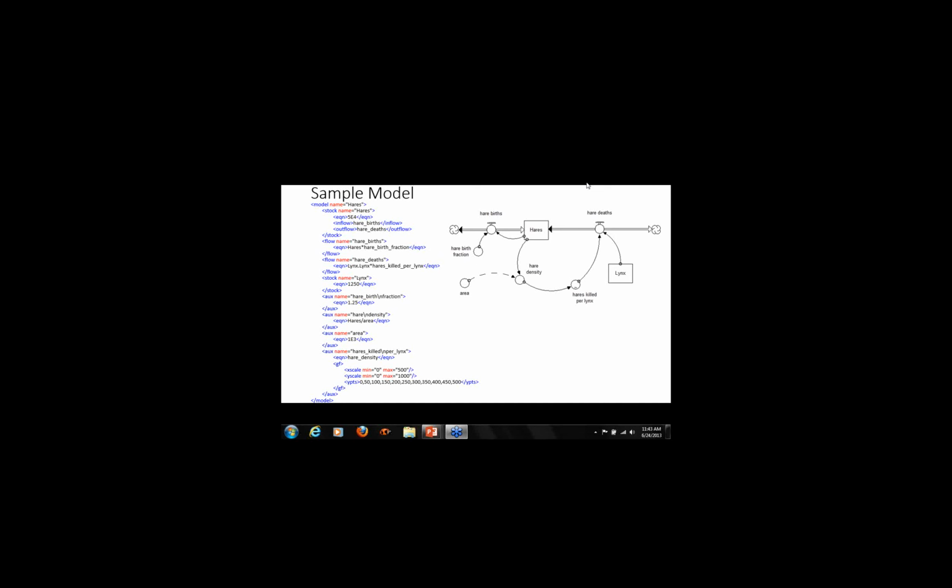Do you plan to extend XMILE to include discrete events, agent-based, or Monte Carlo simulations? And if so, when?